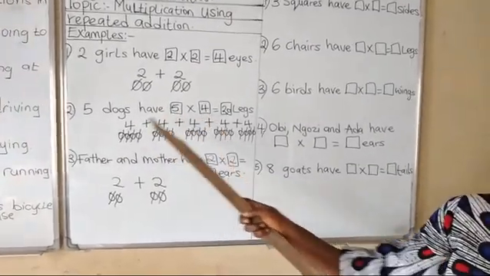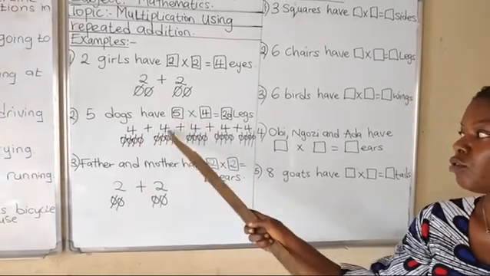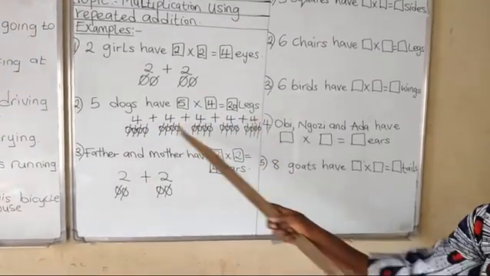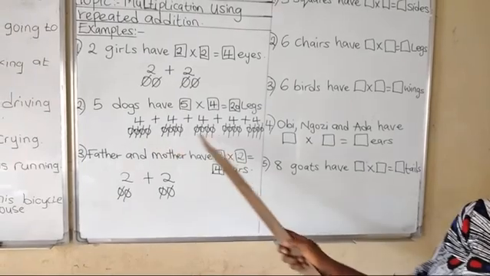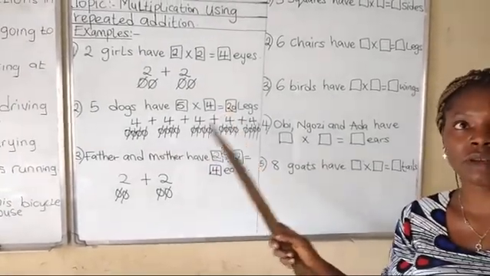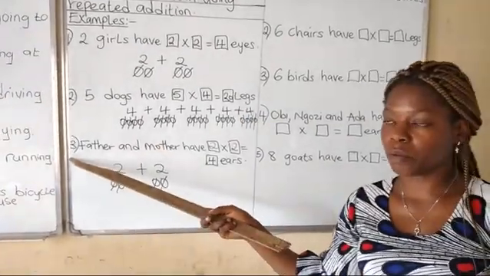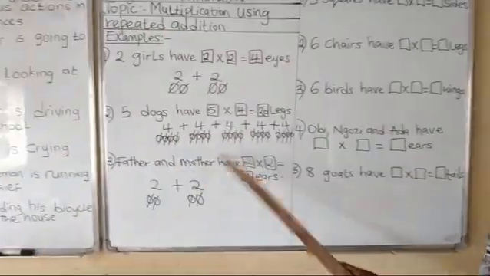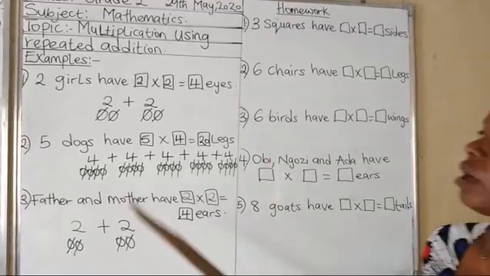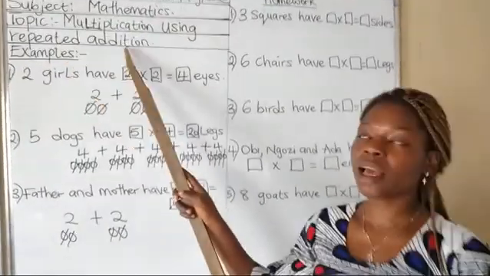5 times 4 simply means bringing out 4 into 5 places. 1, 2, 3, 4, 5. And then you use 0, 0 to represent it, and you will get your answer when you count them. Number 3 example. Father and mother have both. Remember that what we are doing is multiplication using repeated addition.